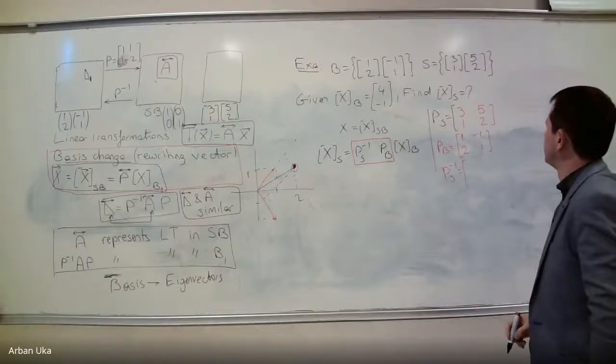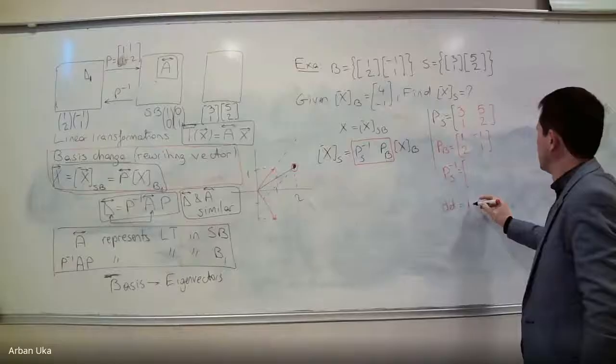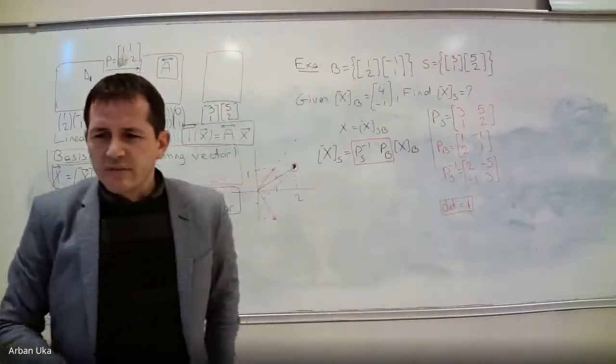To find the PS inverse, the first step is to check the determinant. 3 multiplied by 2 minus 5 equals 1. Since the determinant is 1, this is a unimodular matrix, I would say. To find the inverse, we swap the 3 with the 2 and we change the signs of the other two values to make them negative.